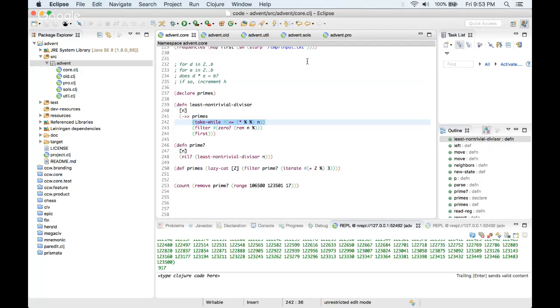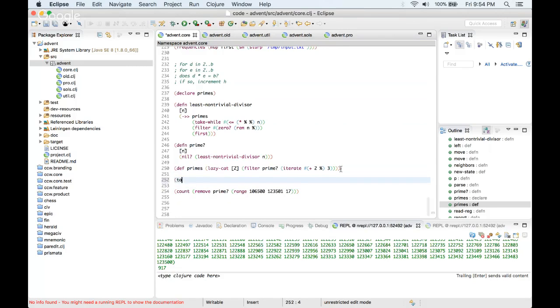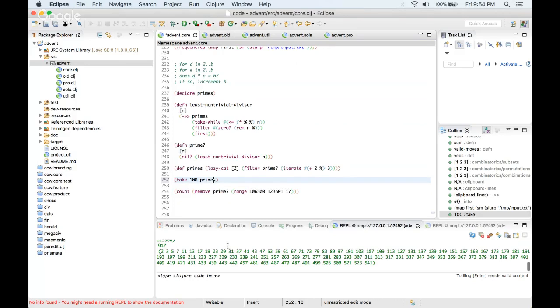So just grab these while they're no greater than the square root of the number, essentially. Find one where the remainder is 0, and then give the first one. A number is prime if it doesn't have a non-trivial divisor. And then the definition of the primes themselves is: start with 2, and then filter on prime all the odd numbers starting with 3. So it's a nice mutually recursive definition. You can see here that these are the first 100 primes.